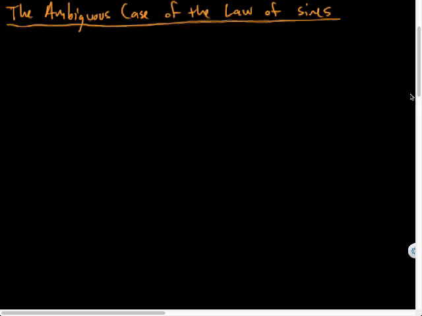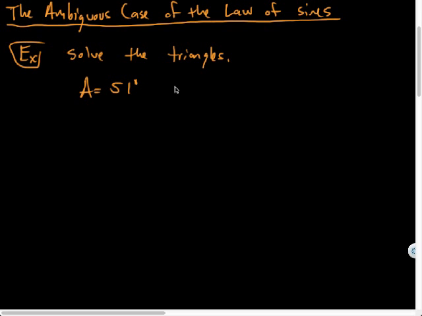This is part 2 of the ambiguous case of the law of sines. Today we're specifically going to look at the situations in which two triangles are formed. For example, solve the triangles, and suppose my given information is angle A is 51 degrees, little a is equal to 40, and little c is equal to 50.